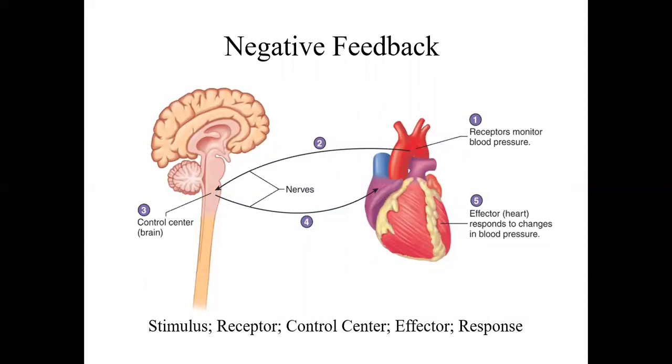Take a look at this diagram on negative feedback. You have five major parts to a negative feedback loop. You have a stimulus, a receptor, a control center, an effector, and a response. In this case, we're looking at a negative feedback loop on blood pressure.